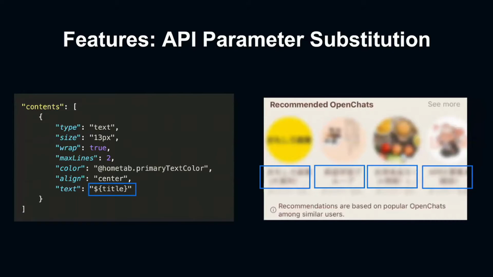API parameter substitution. As we talked about before, we define some parameters as placeholders here. The server takes information from the API response and puts it into the template during the intermediate templating stage. And we can get the actual title from the API response of the upstream provider.